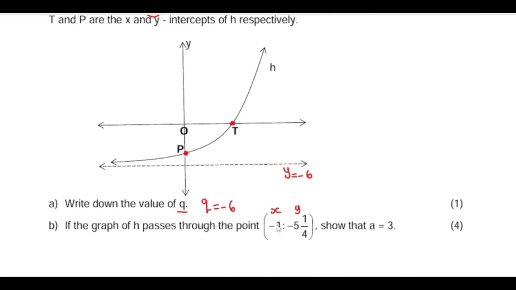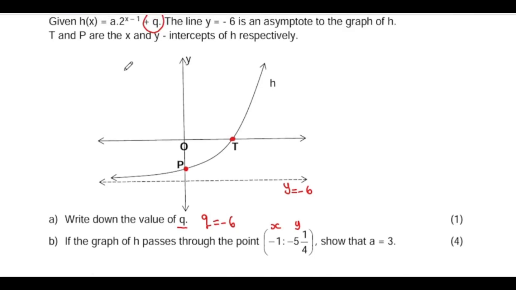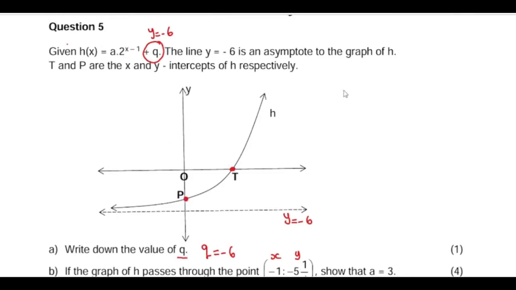So you know what I'm going to do? First thing first, rewrite down that h at x in the form of y is equals to. So to answer number B, first let's write that in the form of y is equals to a multiplied by 2 to the power x minus 1. Then you substitute the value of q at negative 6. So we need to subtract negative 6 there.